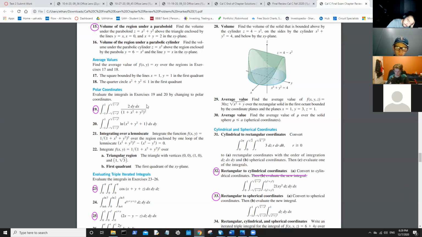So R is equal to 1. X is equal to cosine theta now, and Y is equal to sine theta. Oh, I see some simplification. And then x squared plus y squared equals 1. So the function is now 2 over 1 plus 1 squared, so it's 2 over 4, which is 1/2.